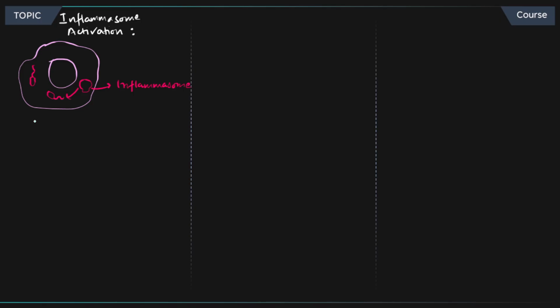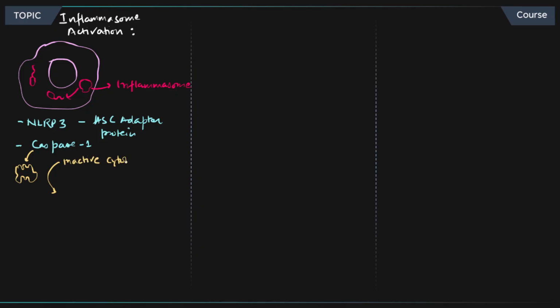The proteins that are important are NLRP3 protein and ASC adapter protein, that is another protein. Caspase 1 is really important protein in case of inflammasome formation. So this is the protein. And the role of this particular protein, caspase 1, is basically to change inactivated cytokines into activated cytokines.